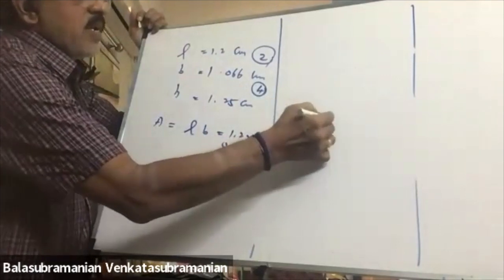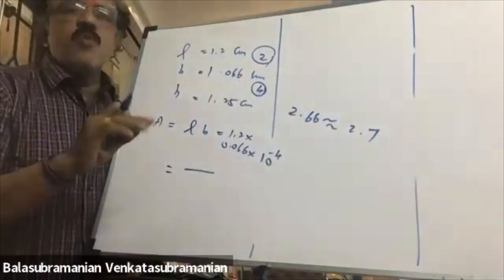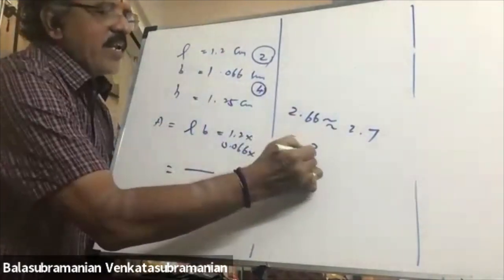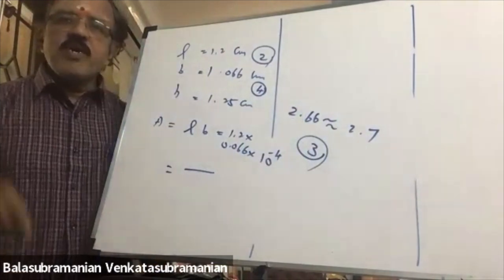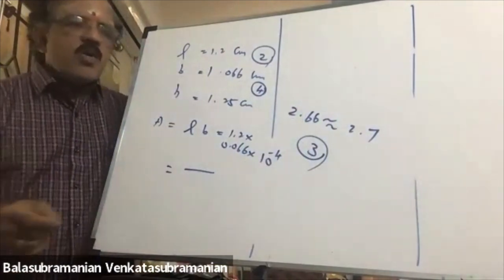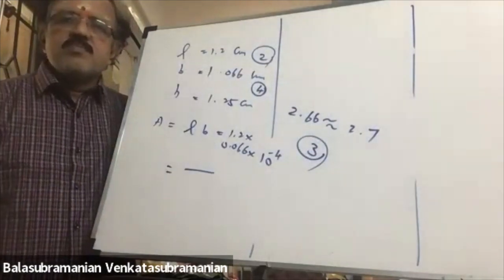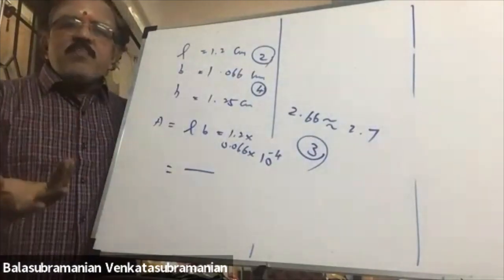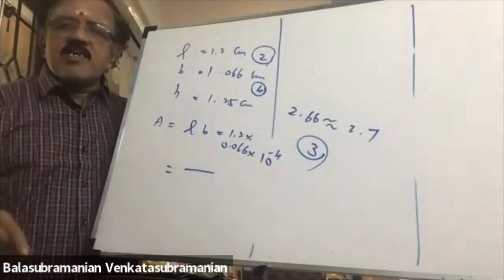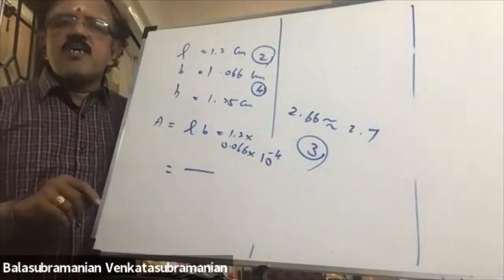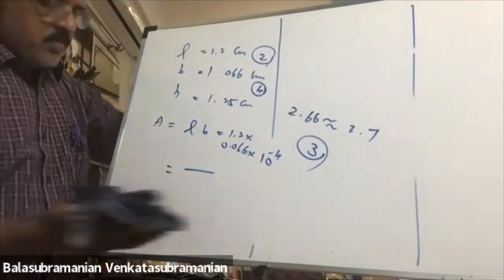2.66. Round off to 2.7. What will we say? 2.66 is more than 2.5, sir. I will write as 3. No. While doing the problems, if you want to round off, closer to this value only you have to round it off. Greater than 5 means next number, less than 5 means previous number. The calculation is absolutely correct. But everywhere you cannot use the same. Okay.